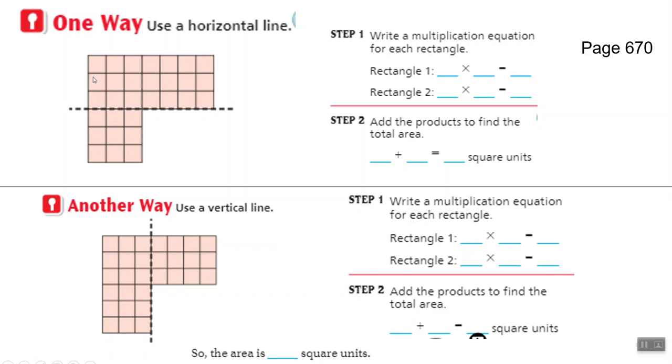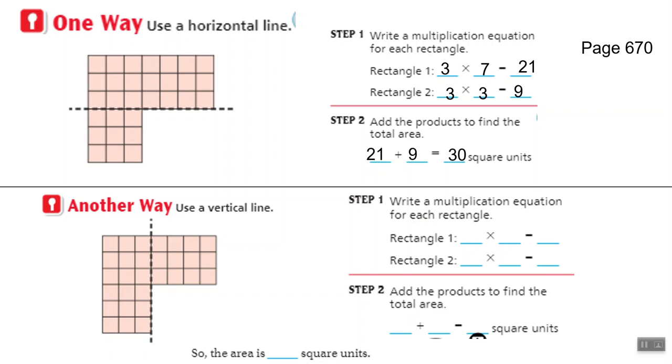The first way, we will use a multiplication equation for each rectangle. The first one is 3 times 7. 3 is the length and 7 is the width to find the area of rectangle number 1, and it's equal to 21. What about rectangle number 2? The length is 3 and the width is also 3, so 3 times 3 equals 9. And now to find the total area, we add 21 plus 9 to get 30.